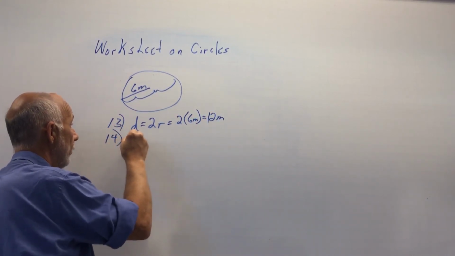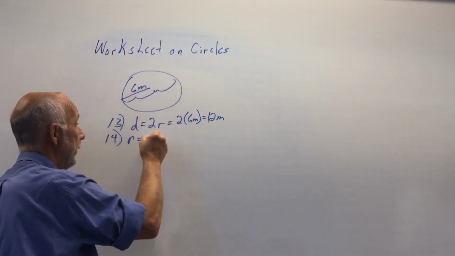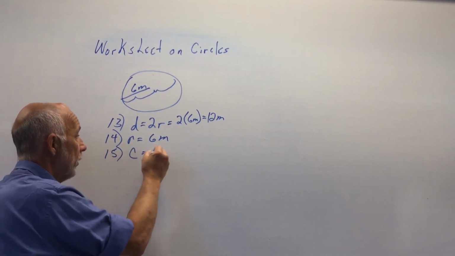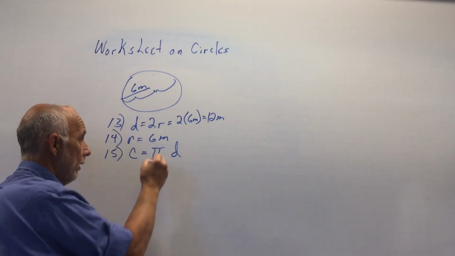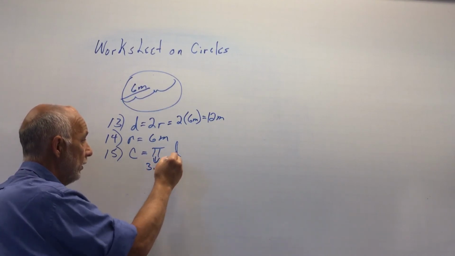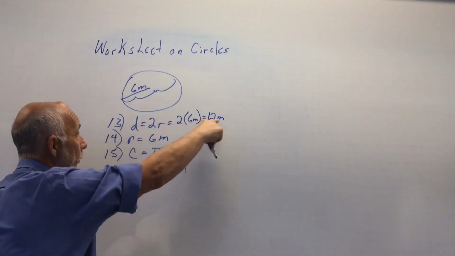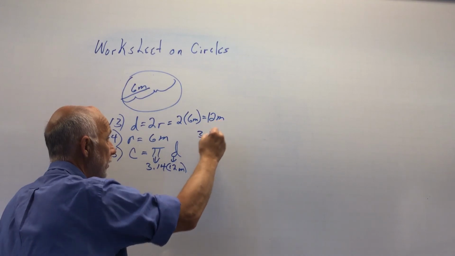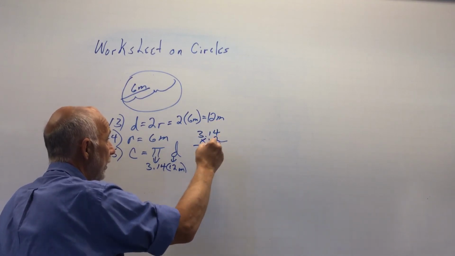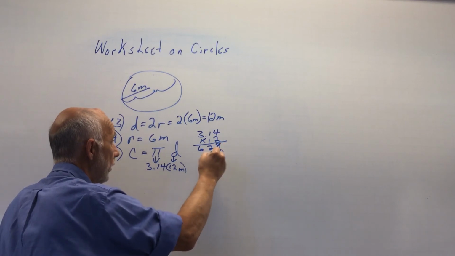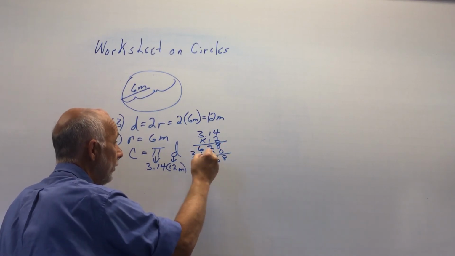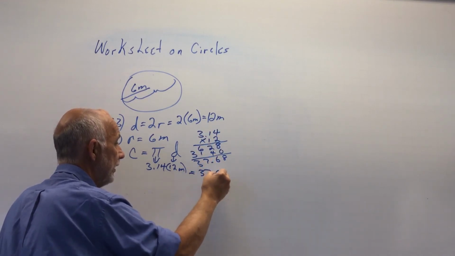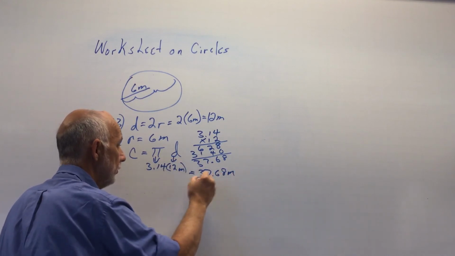Number 14, the radius is equal to 6 meters. And you don't have to do any work. Number 15, circumference is equal to pi times diameter. Replace pi with 3.14. Replace the diameter with 12 meters. And then multiply 3.14 times 12. Again, use your calculator if you're smart. And you come up with an answer of 37.68 meters.